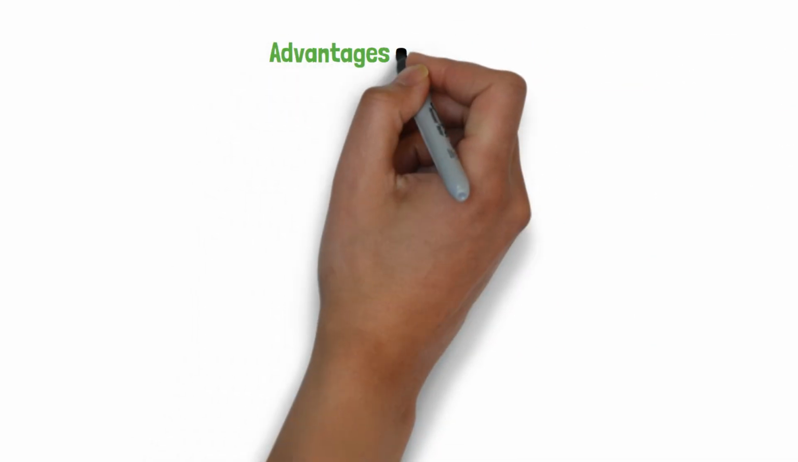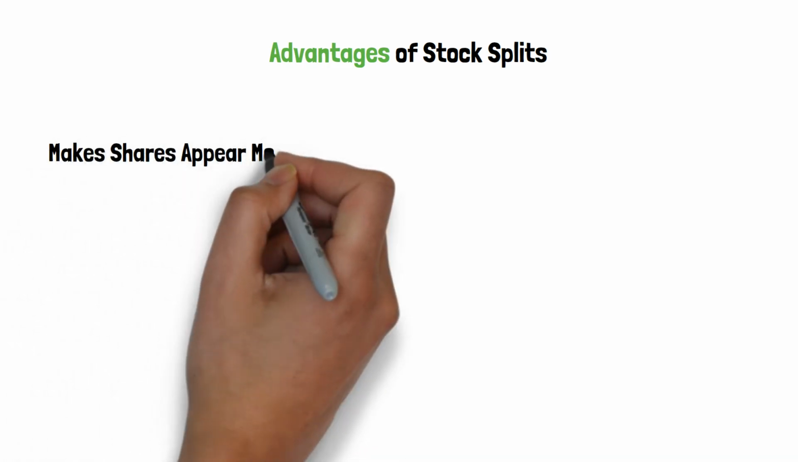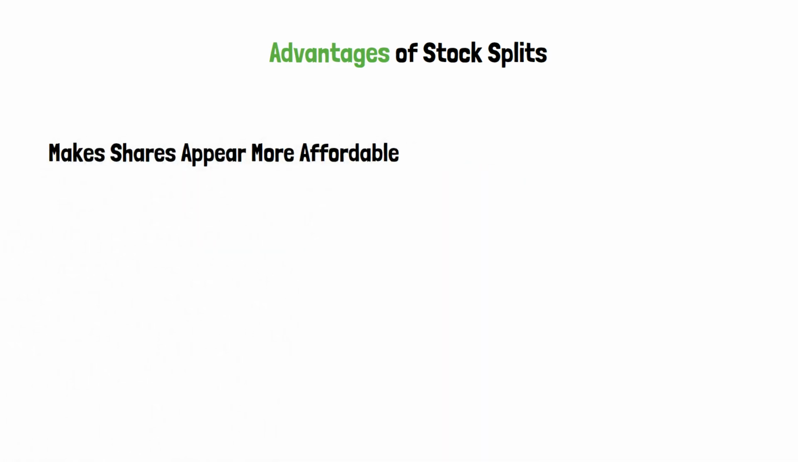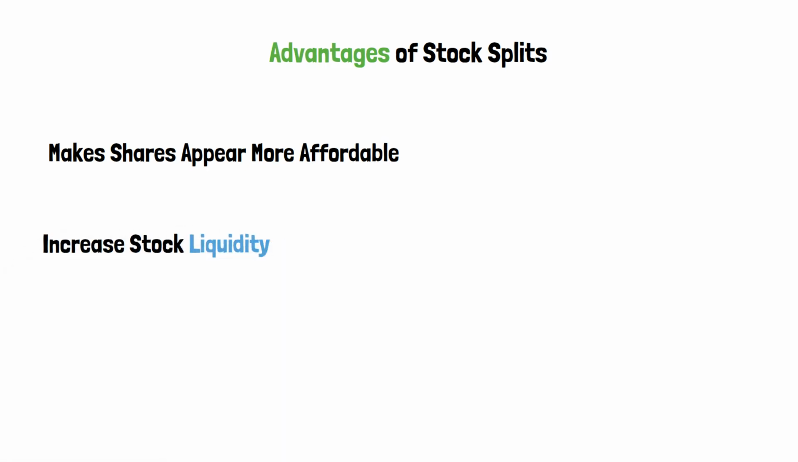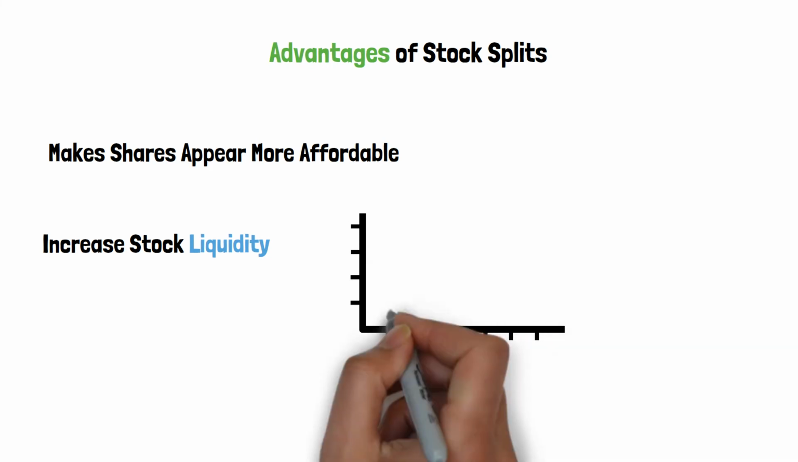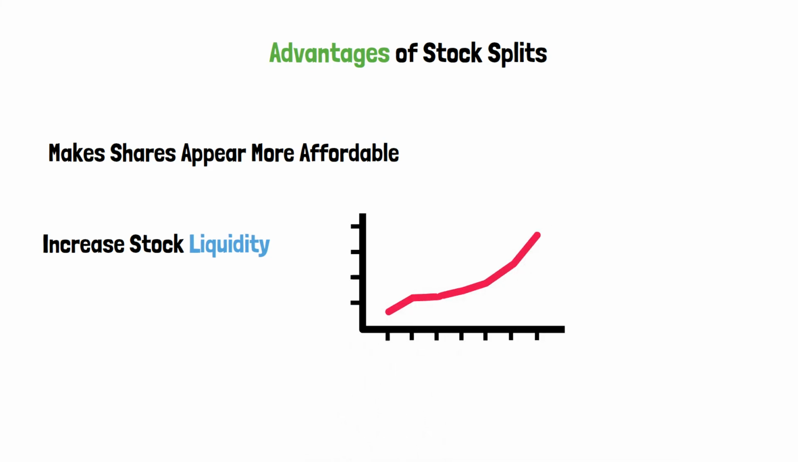So what are some of the advantages of stock splits? A stock split can make the shares seem more affordable even though the underlying value of the company hasn't changed. It can also increase a stock's liquidity. When a stock splits, it can also result in a share price increase, even though there may be a decrease immediately after the stock split.